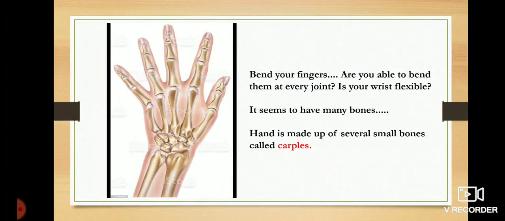Bend your fingers. Are you able to bend them at every joint? Is your wrist flexible? Yes, it seems to have many bones. The hand is made up of several small bones called carpals. Carpals are the small bones present in our hand.